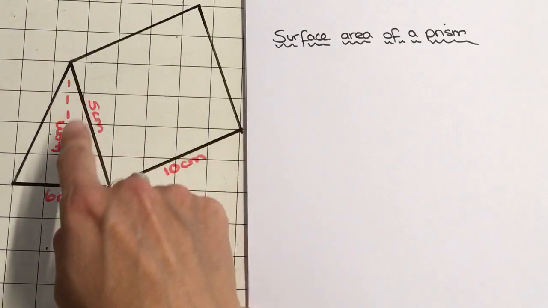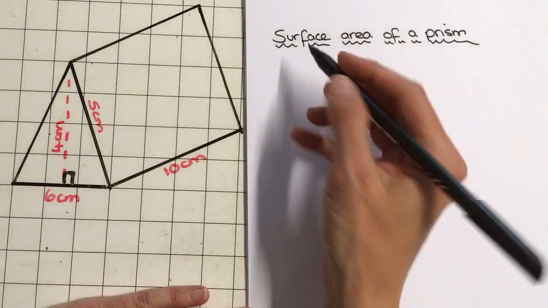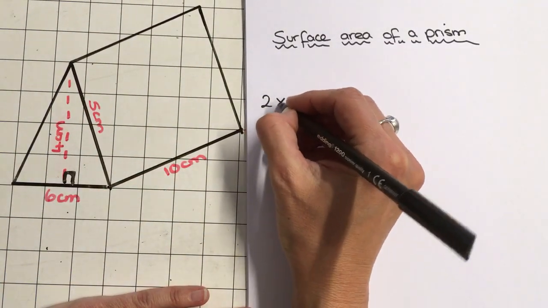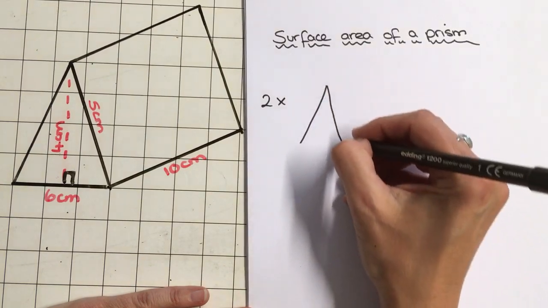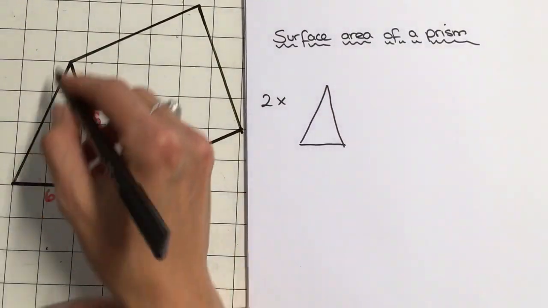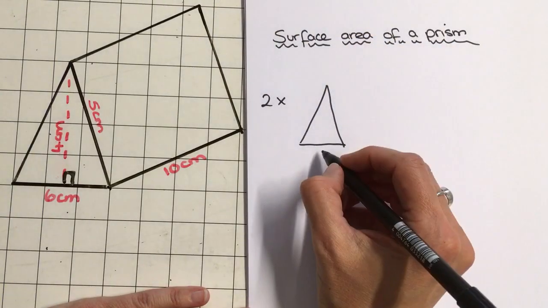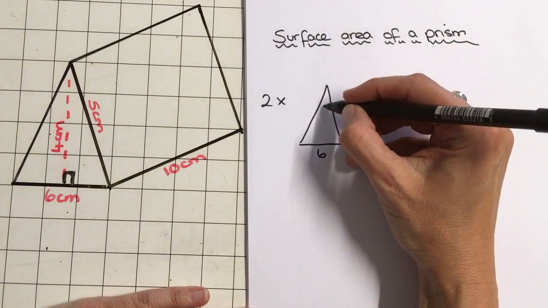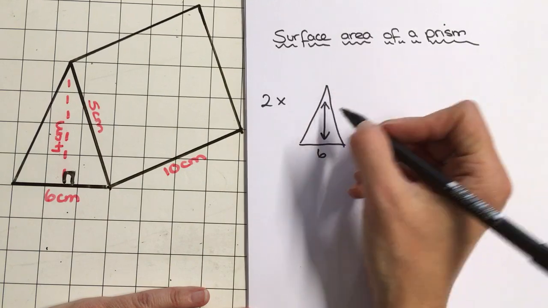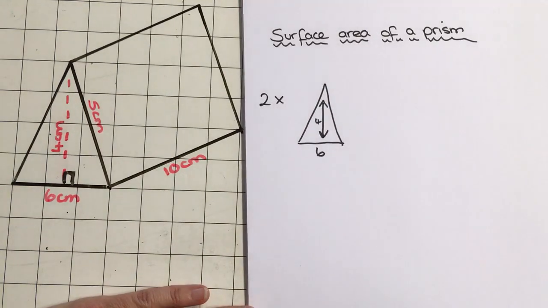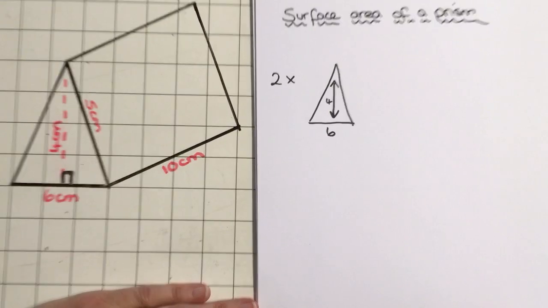Now the triangular prism has 5 faces. It has 2 faces that look like a triangle. So this face at the front and the face at the back that you can't see. And that triangle has a base of 6 and it has a vertical height of 4. So that's 2 of the faces.